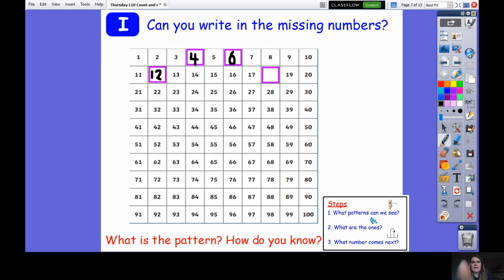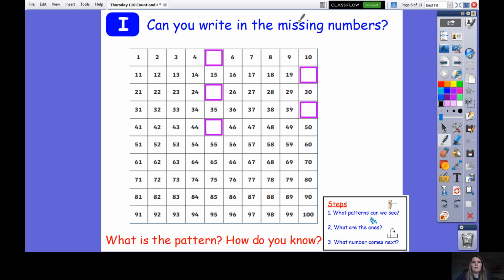2, 4, 6, 8, 10, 12, 14, 16, 18. Well done. The missing number is 18. It's got to be 18 because we know 18 is between 17 and 19. Fantastic. Okay, let's see if you can help me with this one.